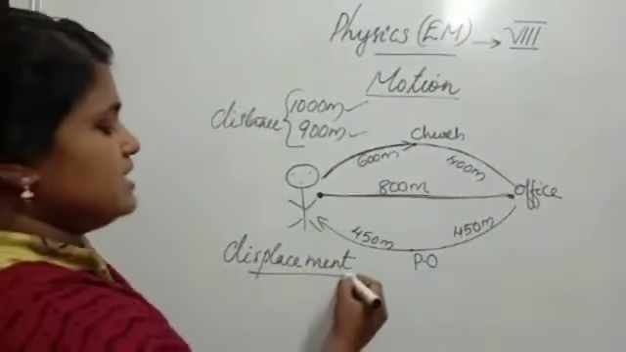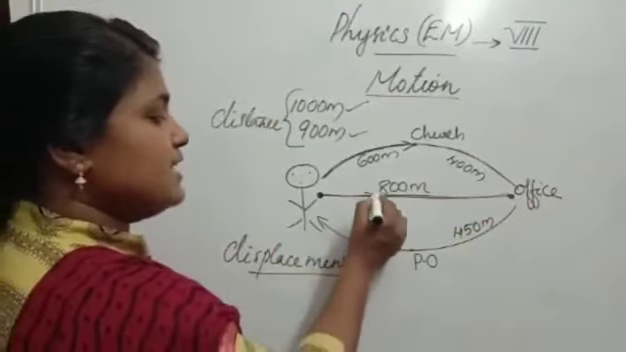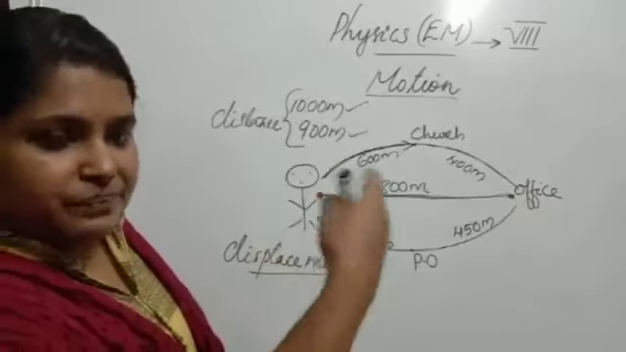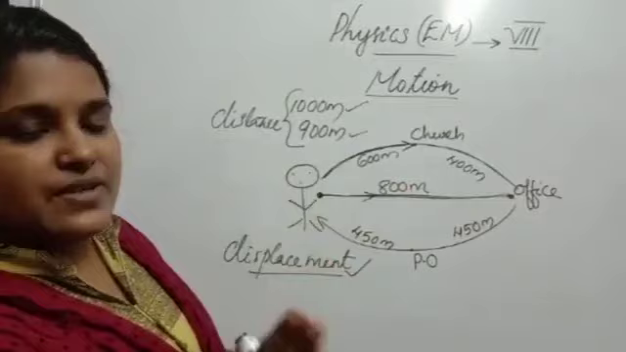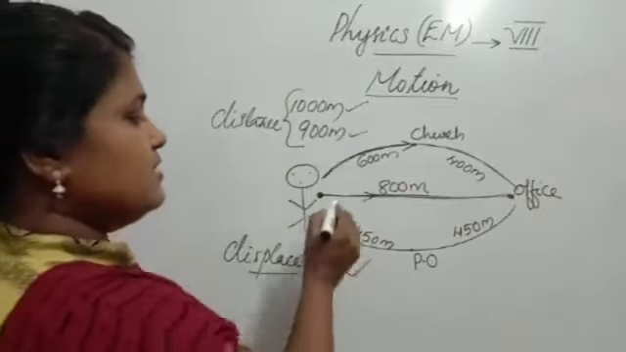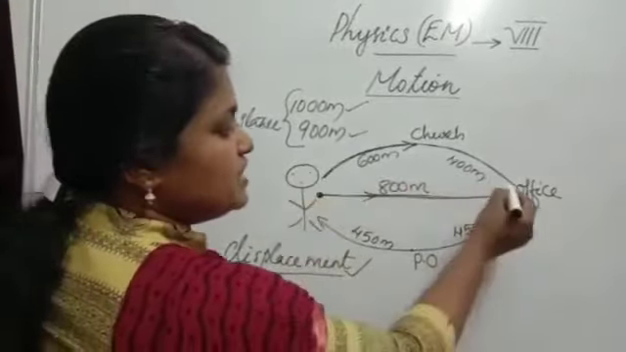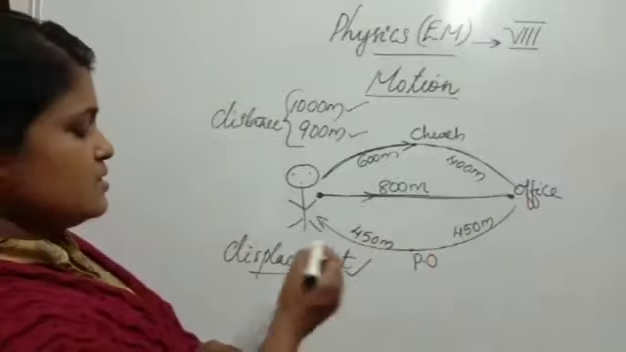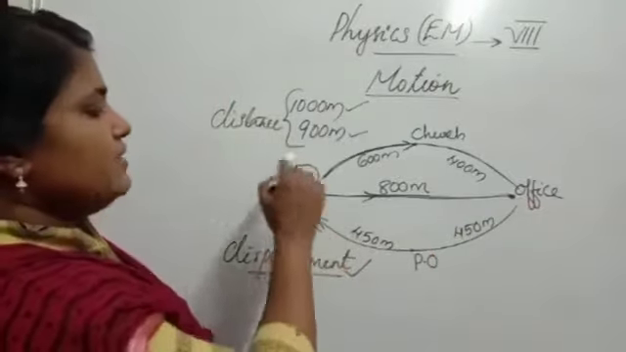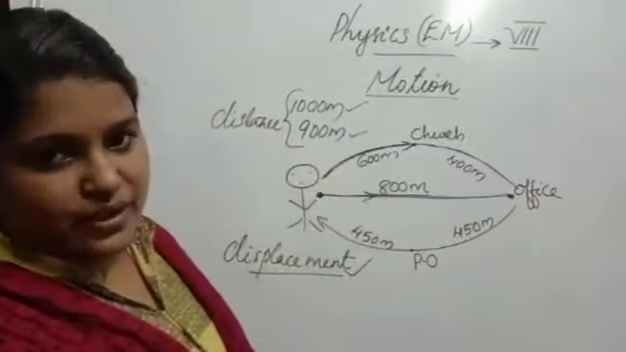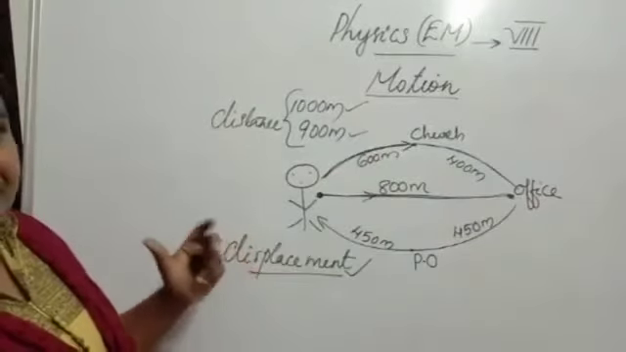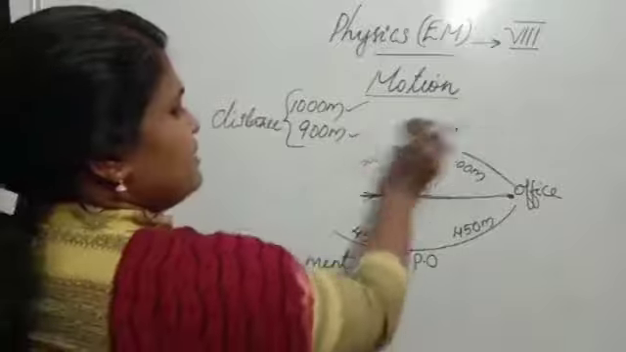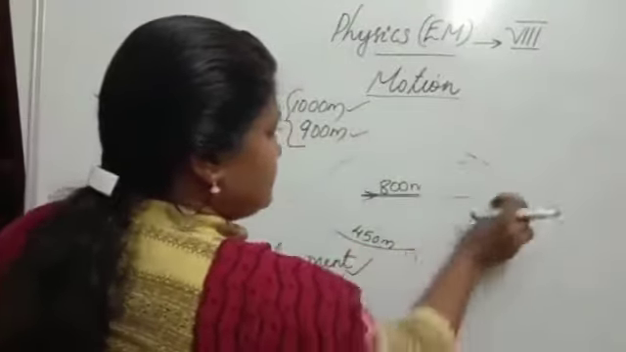So when we describe displacement, there is a direction. It is always from the initial position to the final position, so it has a direction. But in the case of distance, no need to specify the direction. So now we studied distance and displacement. Then what are the differences between these two?